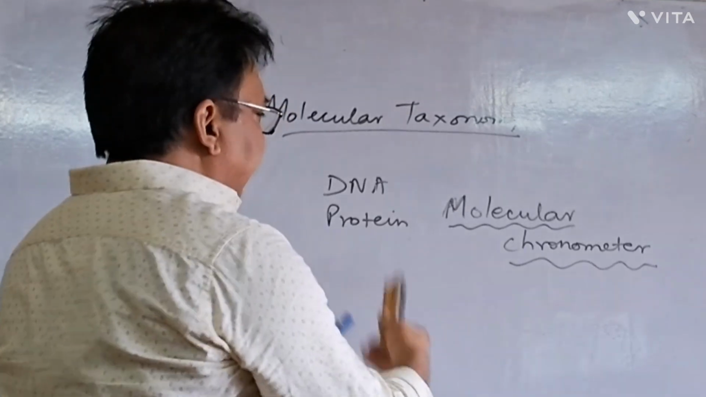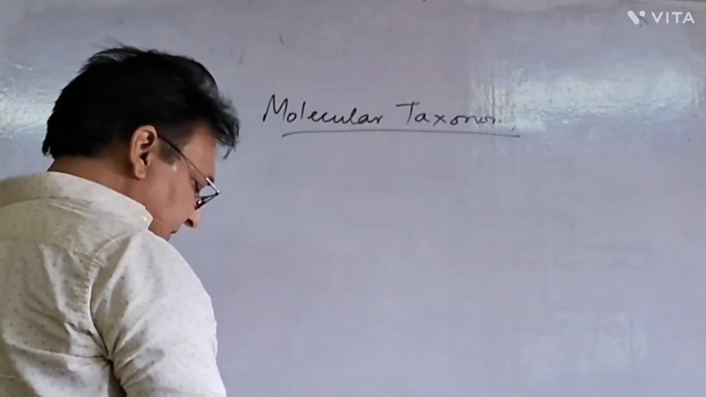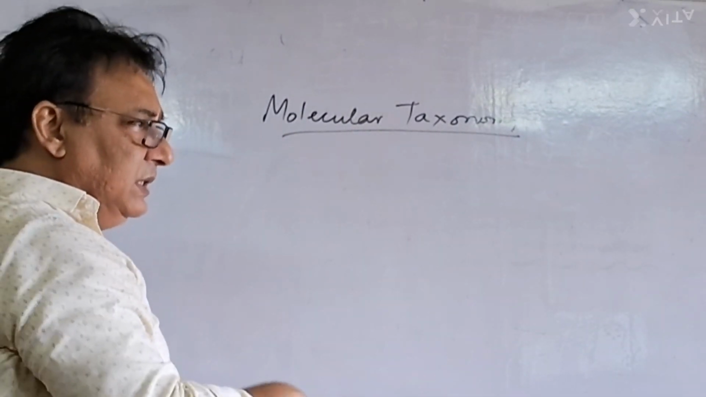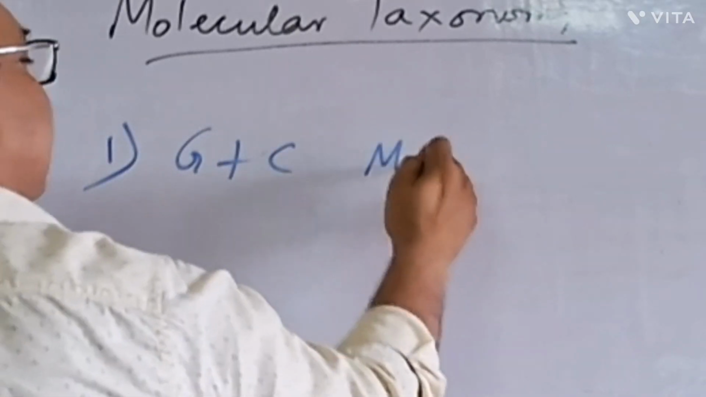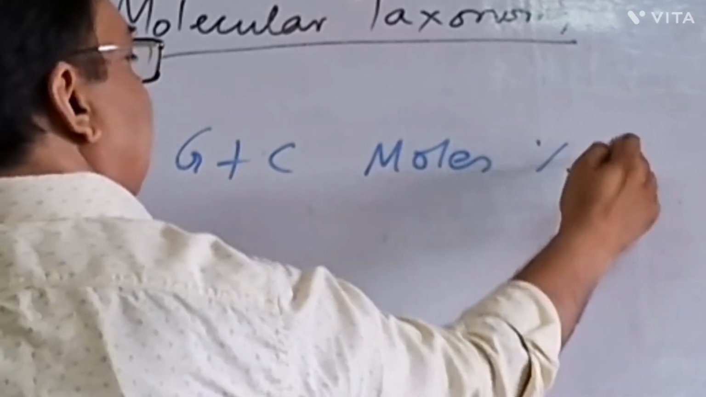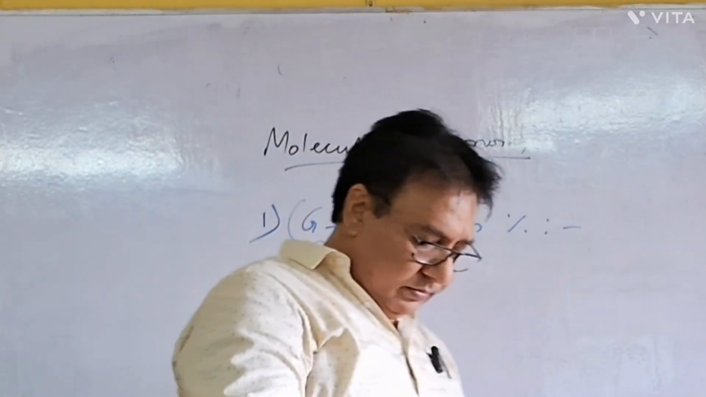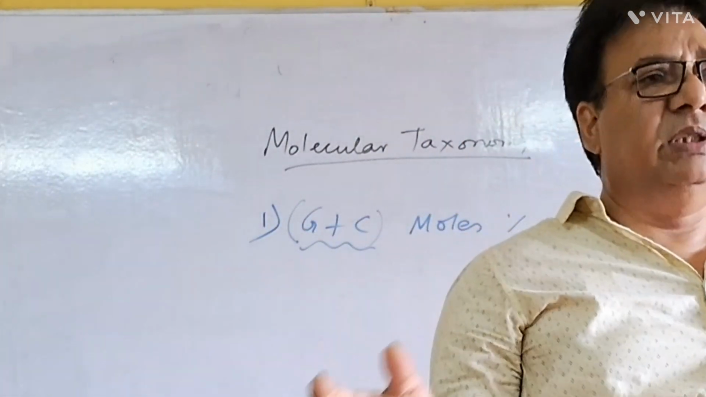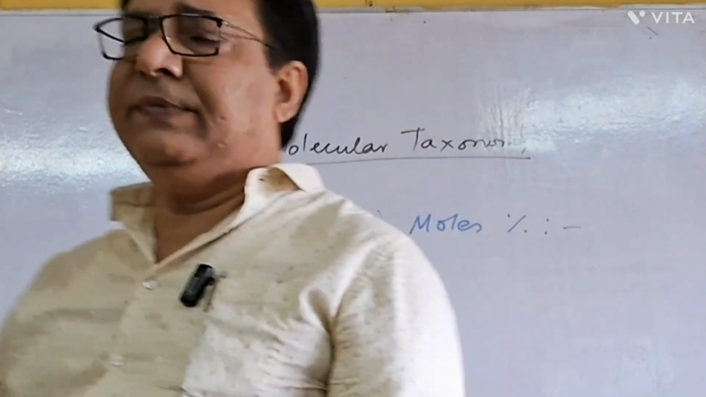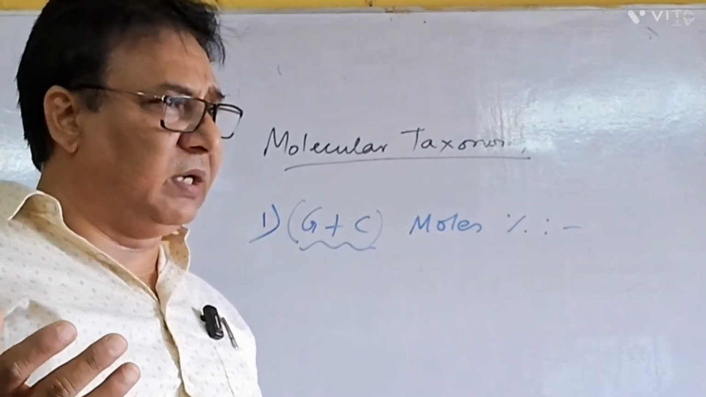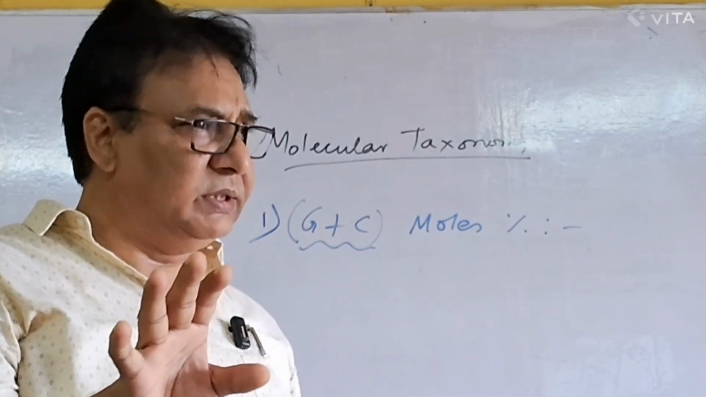So how do they help in our taxonomic identification or classification? There are many techniques. The first technique that is discussed is a little bit classical, that G plus C moles percent. In a sample of DNA, you will have G, C, A, T, these four nucleotides. And they have a different composition. Each DNA has a different composition of G, C, and AT.